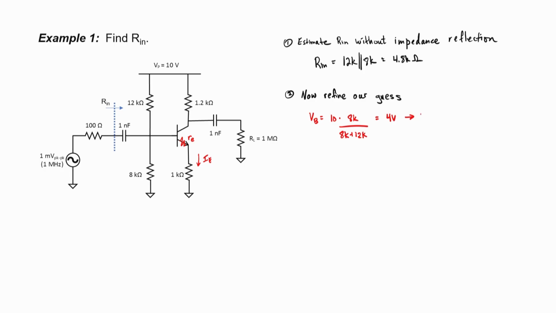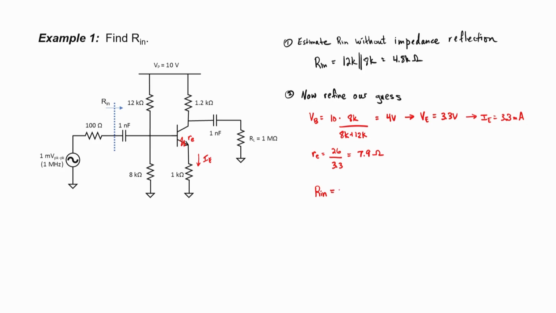Since our base emitter junction is basically a forward biased silicon diode, the emitter voltage should be around 0.7 volts below our base voltage. Our emitter current is just 3.3 volts divided by 1 kiloohm. We now have enough information to estimate little RE. At room temperature, we need to take 26 and divide it by our emitter current expressed in milliamps in order to estimate that resistance. Here it works out to 7.9 ohms. Let's now use it to find our input impedance.